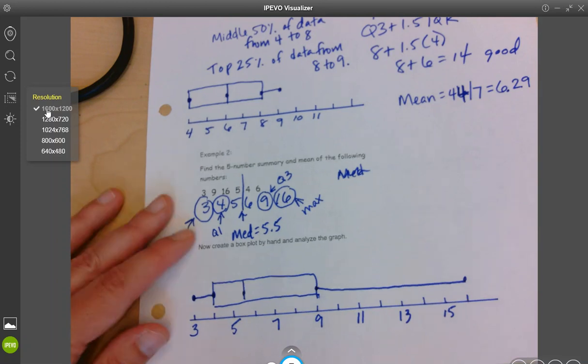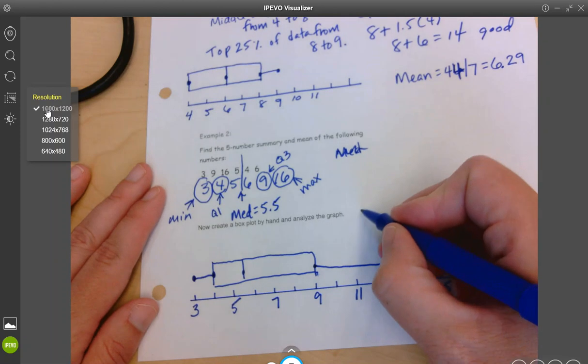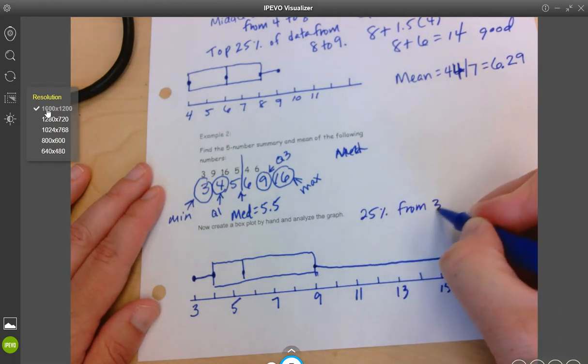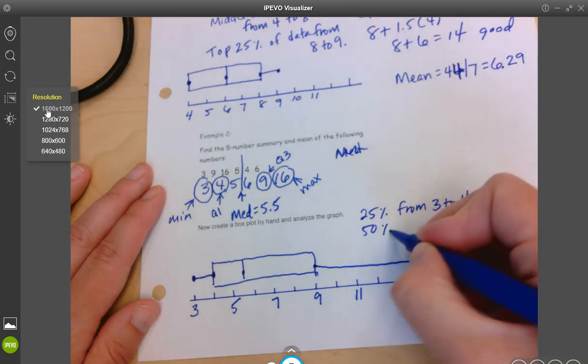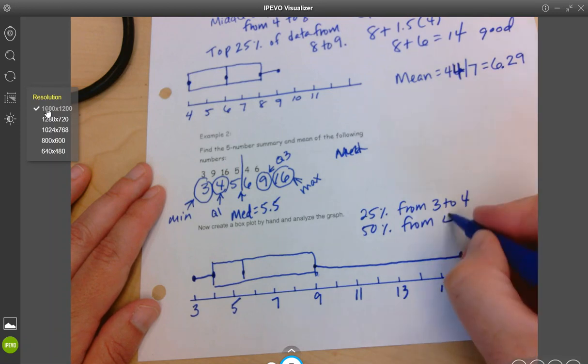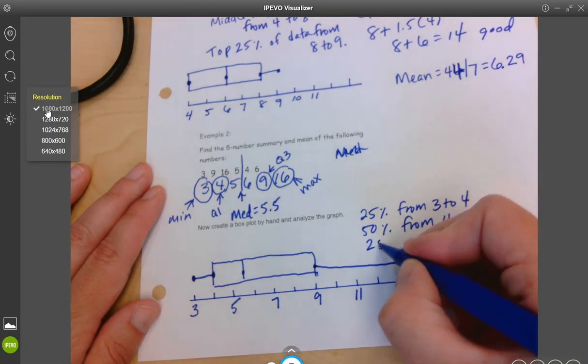And then to analyze it, I will say what percent is in each section. So I have 25% from 3 to 4, 50% from 4 to 9, and I have 25% from 9 to 16.